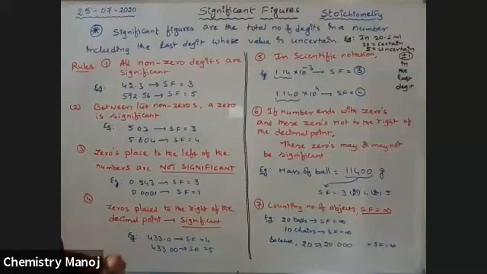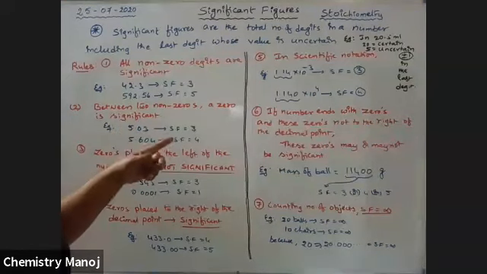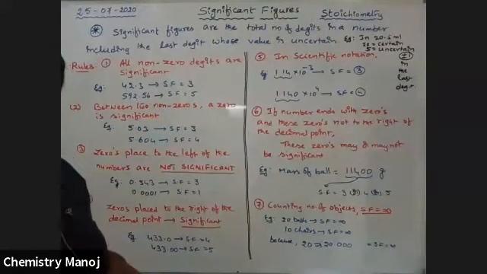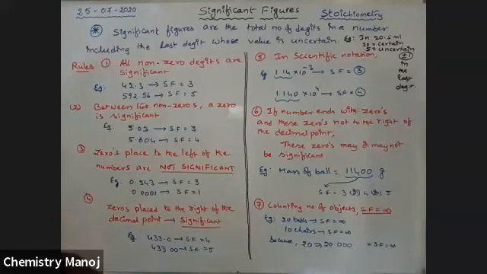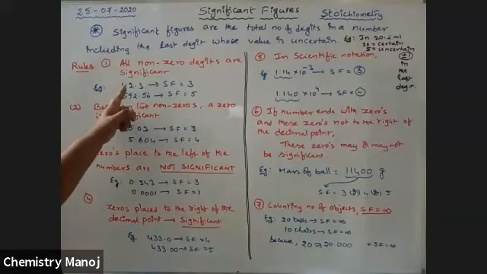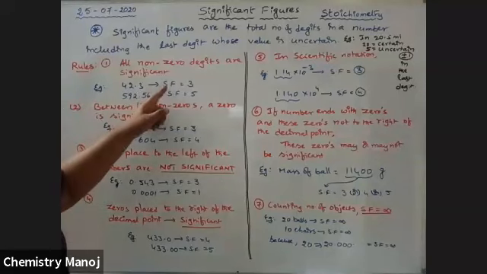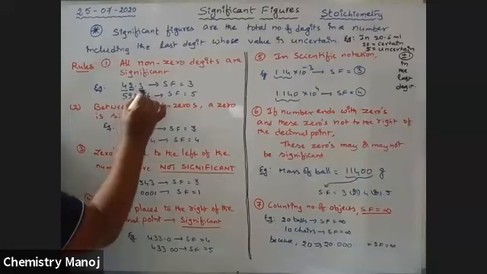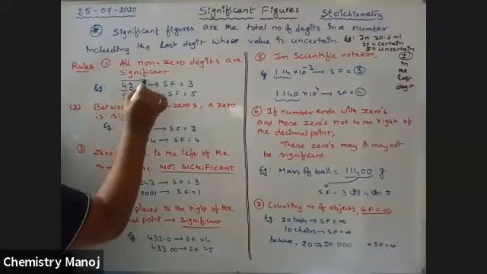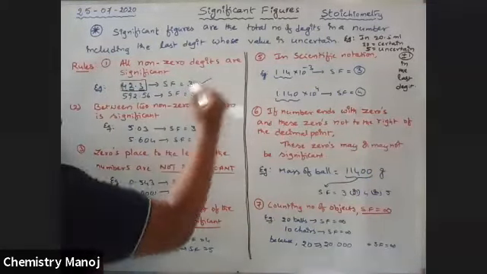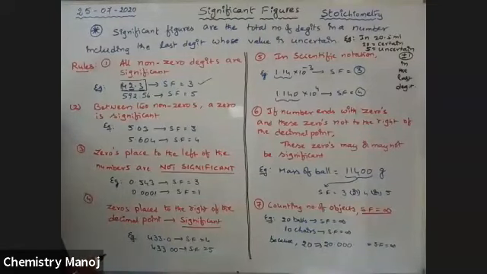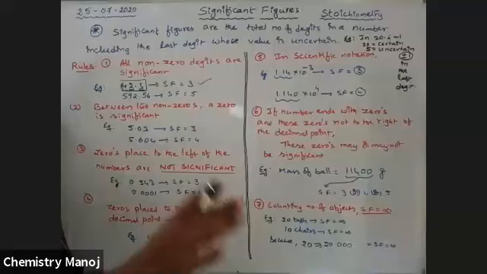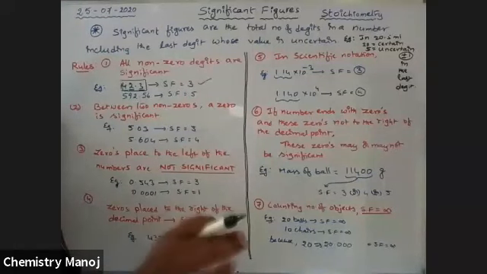Okay, see boys. All non-zero digits, 4, 2, 3. So 4 is one digit, 2 is one digit, 3 is one digit. There are 3 digits. Therefore, the significant figure count is 3. All non-zero digits in the number are taken as significant.